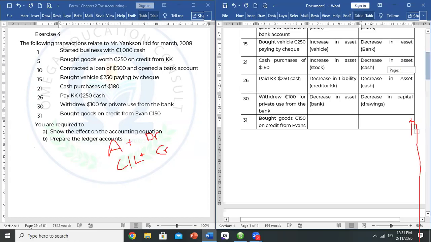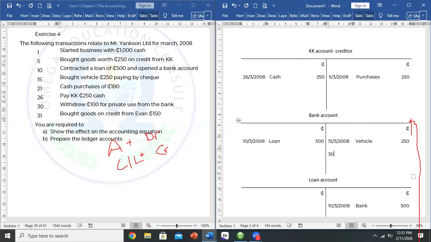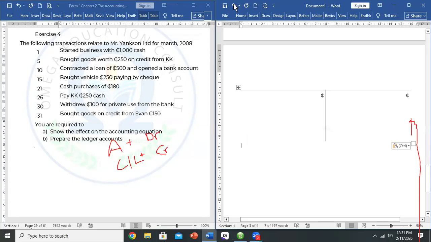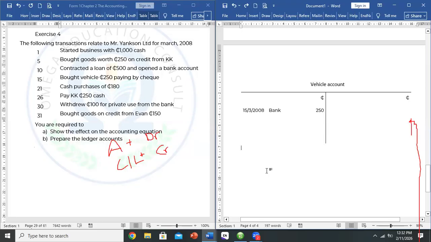So let's go and do that. We have to open a drawings account. We don't have a drawings account, but we already have bank. So let's go to the bank account first. And in the bank account, we are supposed to credit, right? So that will be 30th March 2008. The name will be drawings, 100. Then we'll go and open the drawings account. Since we don't have a drawings account, we need to open it fresh. So let me copy this account and use it as mine. So, drawings account.